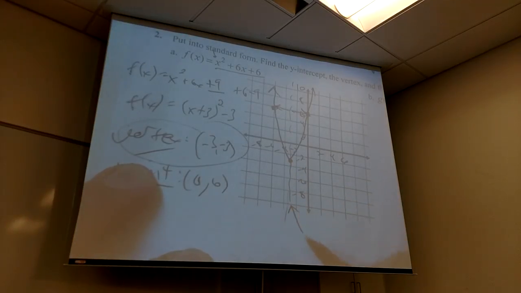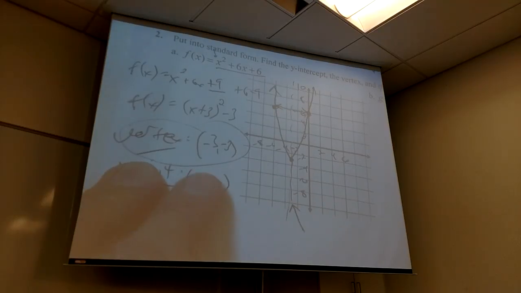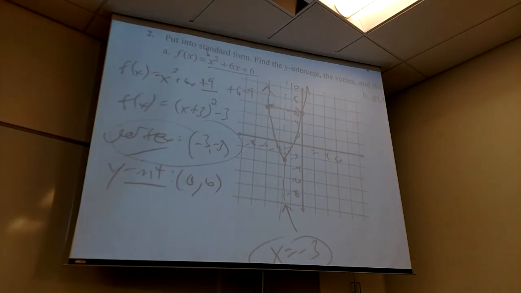I don't know if anybody did this. What is the equation of that line? That axis? x equals -3. How do I know that? Because what is the x value at the vertex? -3. And the vertical line is x equals, so x equals -3. So what's the axis of symmetry for any parabola going up or down? x equals the x piece of the vertex. That's the equation of the axis of symmetry.